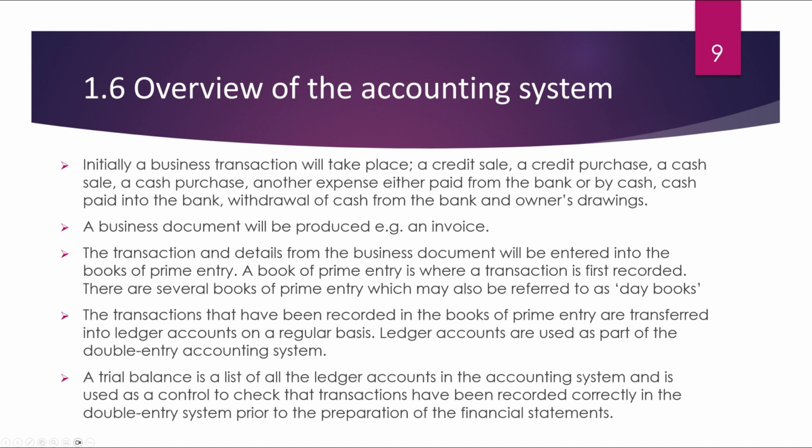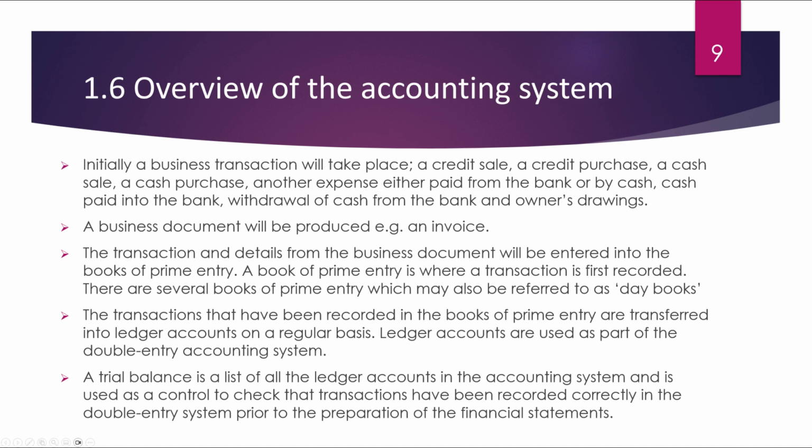Overview of the accounting system. Initially, a business transaction will take place as a credit sale, a credit purchase, a cash sale, a cash purchase, another expense either paid from the bank or by cash, cash paid into the bank, withdrawal of cash from the bank and owner's drawings. A business document will be produced, e.g. an invoice. The transaction and details from the business document will be entered into the books of prime entry.